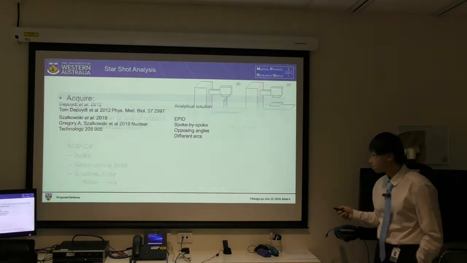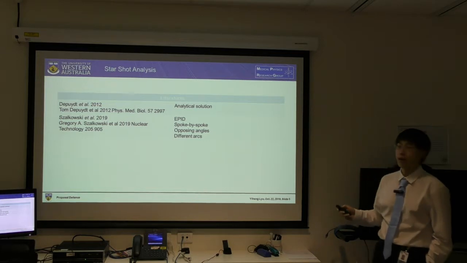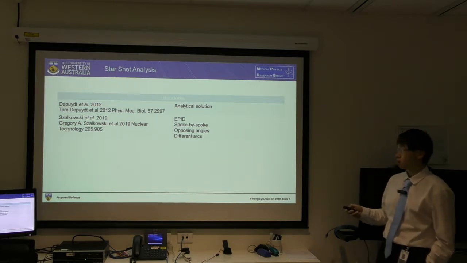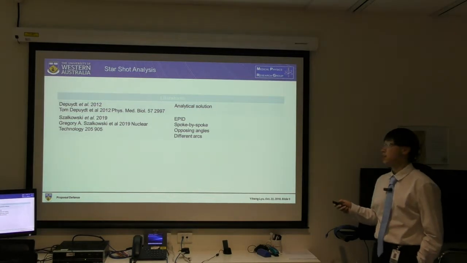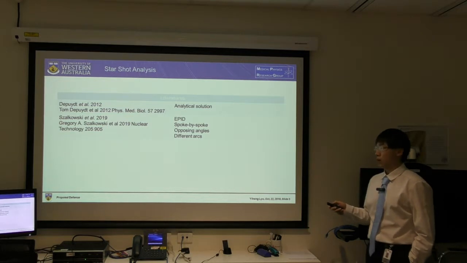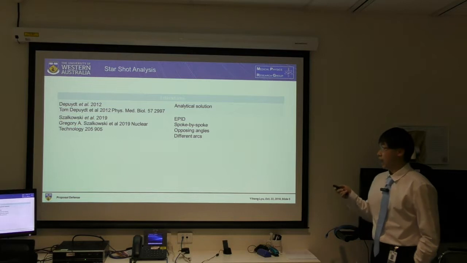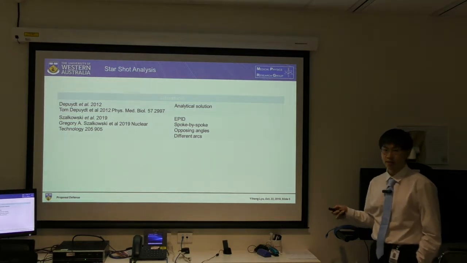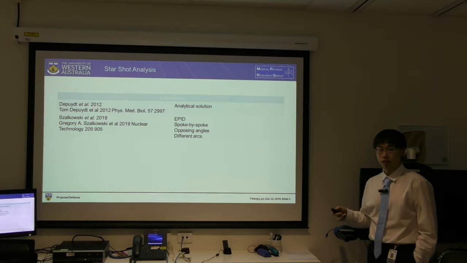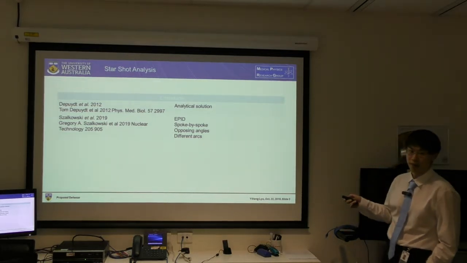Here are two main works on starshot analysis. The first is the work done by Dupuy et al. In their work, they use an analytical solution to find the smallest circle instead of a commonly used gradient-based algorithm. The analytical solution basically says that, on a plane, the smallest circle intersecting with all lines occurs as the largest inscribed circle of all the triangles made by all these lines on this plane. I'll talk about that later too.